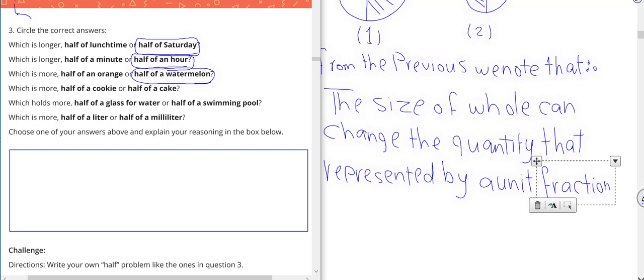Which is more, half of a cookie or half of a cake? Circle the correct answer, half of a cake. Which holds more, half of a glass of water or half of a swimming pool? The correct answer is half of a swimming pool. Which is more, half of a liter or half a milliliter? Circle the correct answer, half of a liter. Okay. Choose one of your answers above and explain your reason in the box below.